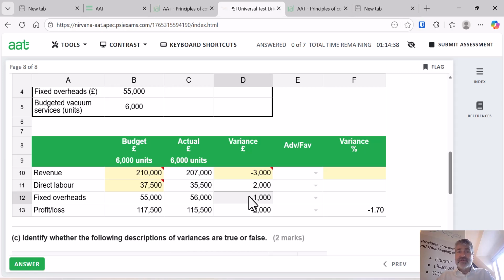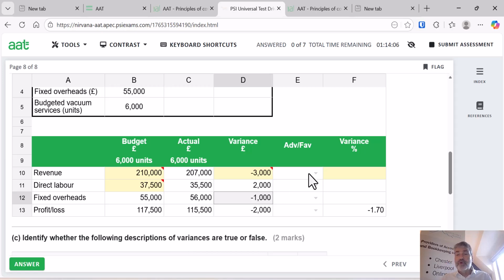Be careful how you interpret the information then, but just to check, the actual profit, 115,500, is lower than the budgeted profit. Because we're talking about profit, of course, the fact that the actual profit is lower is not a good thing for the business. So it is an adverse variance. Be very careful when establishing the sign of a variance as to whether you're looking at revenue, cost, or profit.